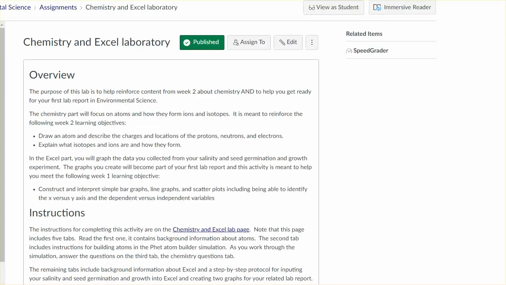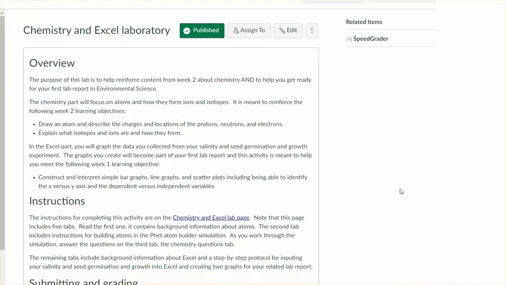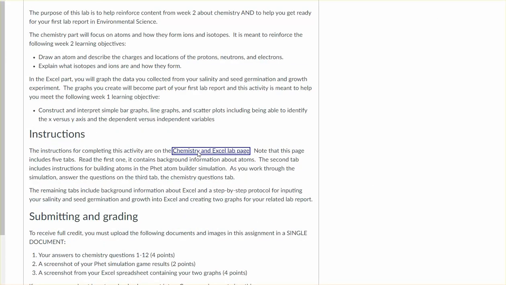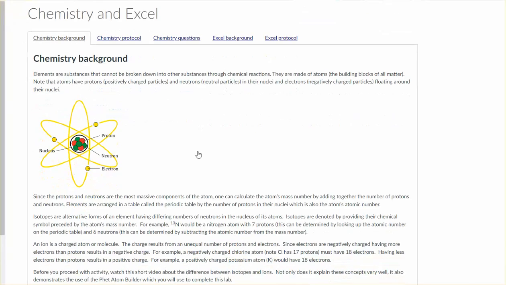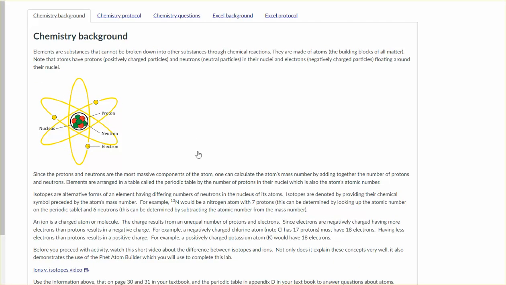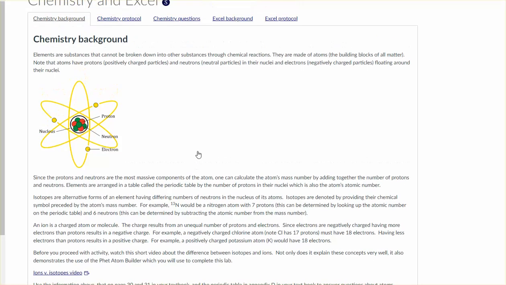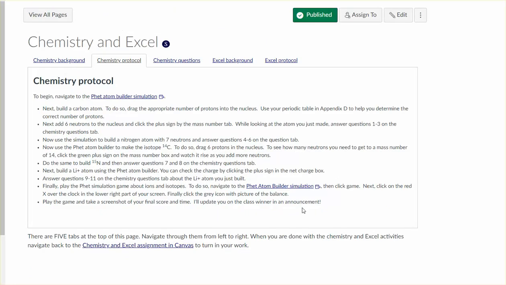Okay, there's also a laboratory in the week 2 module. And this laboratory has 2 parts. There's one part focused on chemistry, and then there's a second part focused on getting to know Excel and using it to analyze the data that you collected in your seed germination at different salinity levels experiment. So here's some background information about the chemistry and that protocol. It's going to use this PhET Atom Builder simulation. This is a really cool tool for understanding some of the vocabulary that we use to describe atoms and also the arrangement of the different subatomic particles.